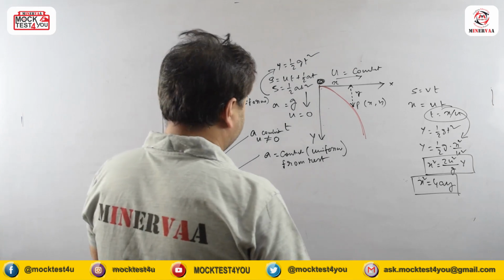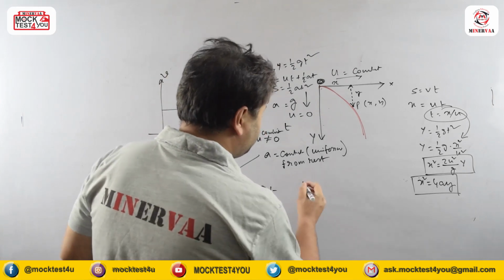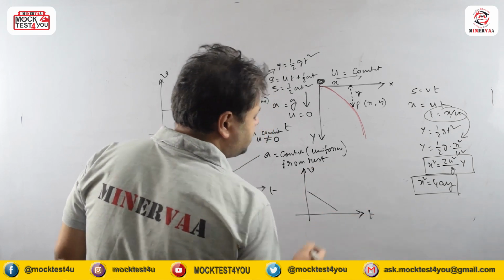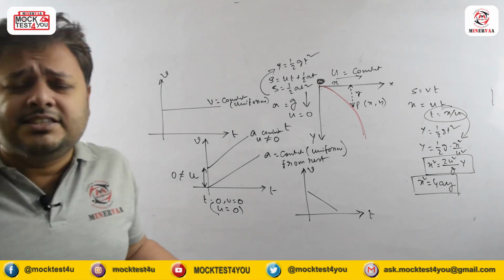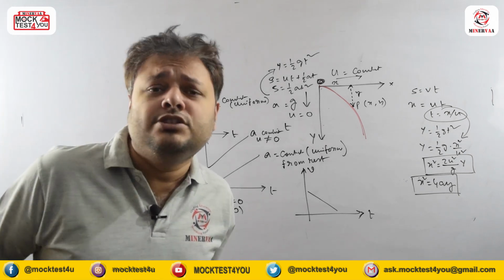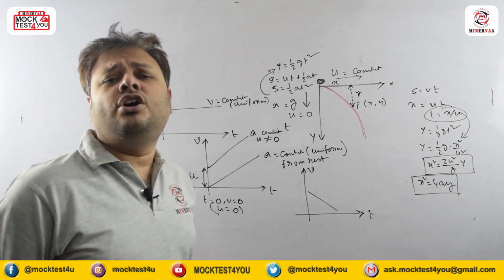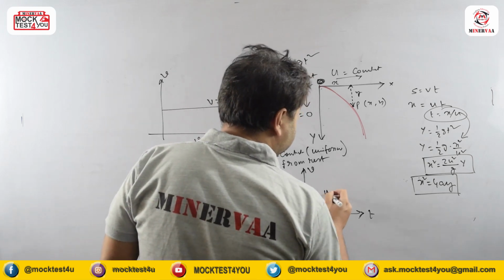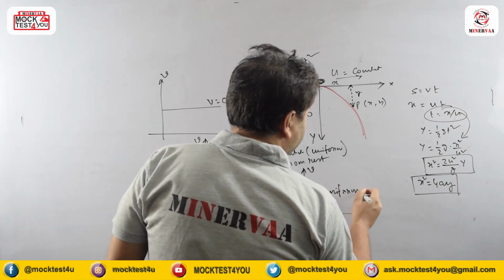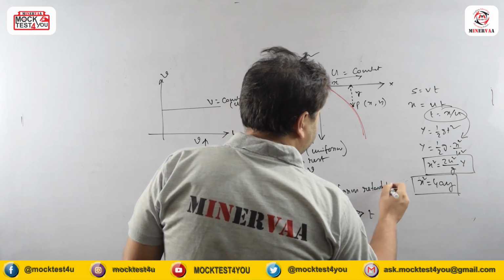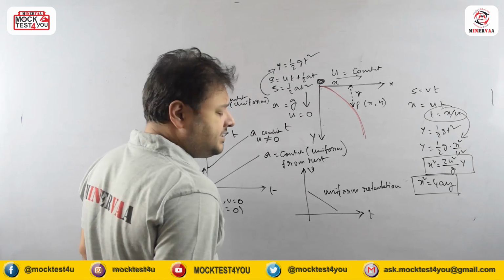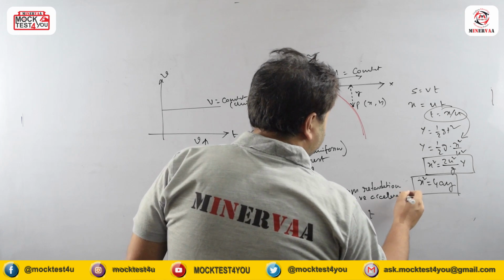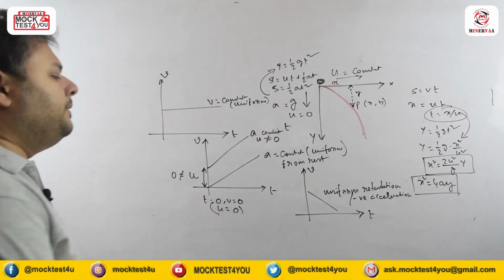Now suppose I draw a graph like this, what will be the nature of this graph? You can clearly see the velocity is decreasing, and the rate of decrement of velocity is known as retardation, which is also called negative acceleration. So this is uniform retardation, because it is along a straight line and the slope will be constant. You can also say uniform negative acceleration. These are the important facts we have from this.